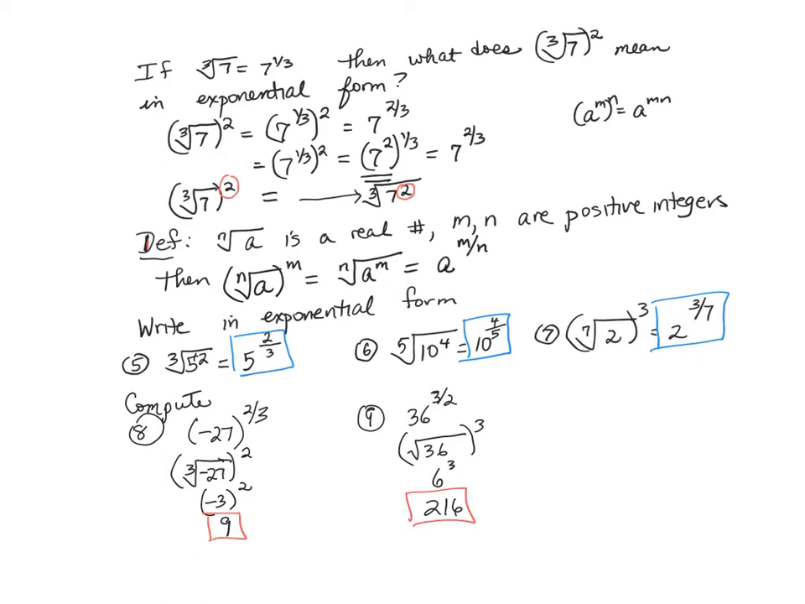Now, let's move on to fractional exponents that are negative. So we're going to the next page. I'm up to number 9, so we're going to start with 10. So let's look at this problem: 7 to the negative 2/3.